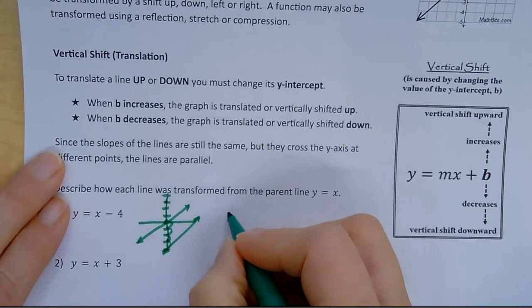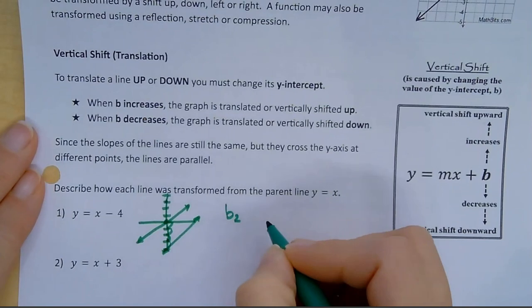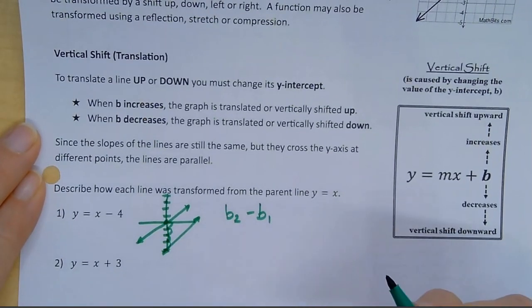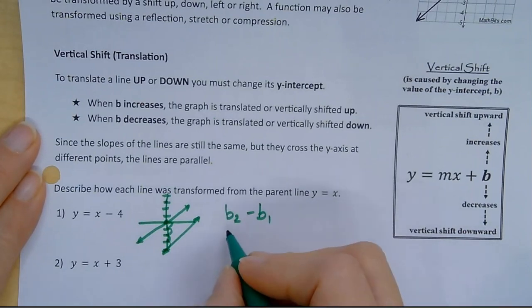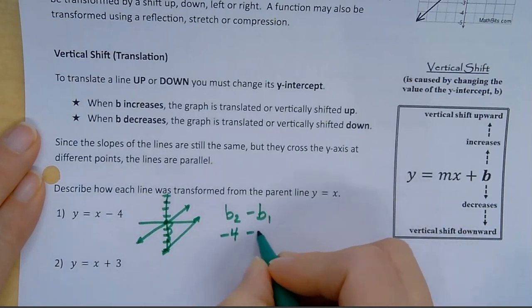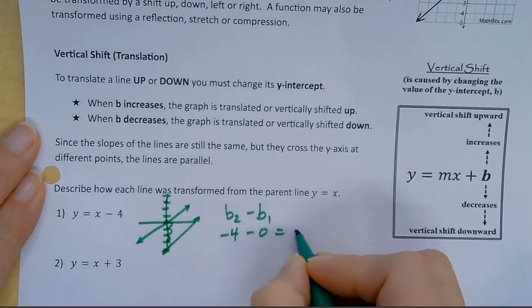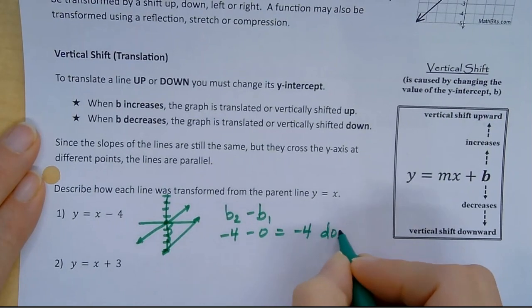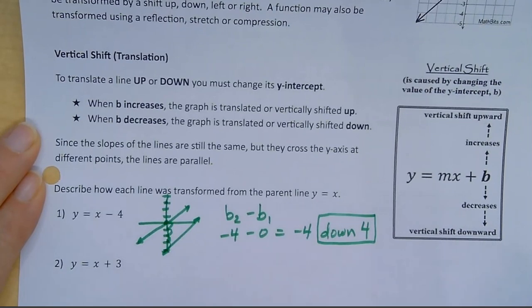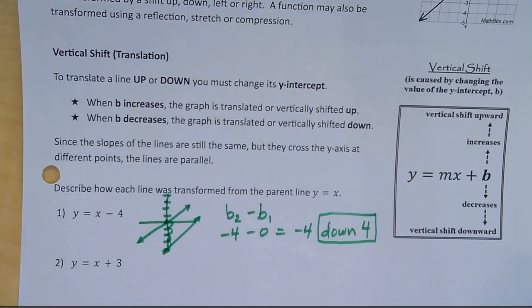Okay, also I can take the b value from my second line, or my new line, and subtract my b value from my first line, and that's going to show me exactly mathematically what happened. Okay, my second line had a b value of negative 4. My first line up here had a b value of 0. So negative 4 minus 0 is negative 4, which means down 4. Your answer here, when you are asked to describe what happened, is you say it went down 4.